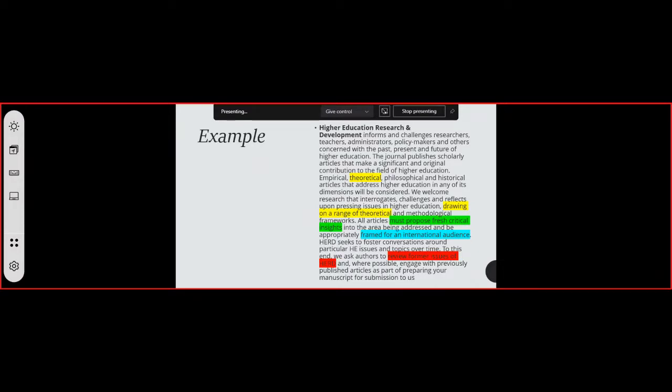Then they give me another heads up. They say we welcome research that interrogates challenges and reflects upon pressing issues in higher education, drawing on a range of theoretical frameworks. Now I'm getting a cue that they also consider theoretical frameworks and therefore possibly conceptual articles. Now they tell you the criteria that we've already spoken about: all articles must propose a fresh critical insight into the area being addressed.